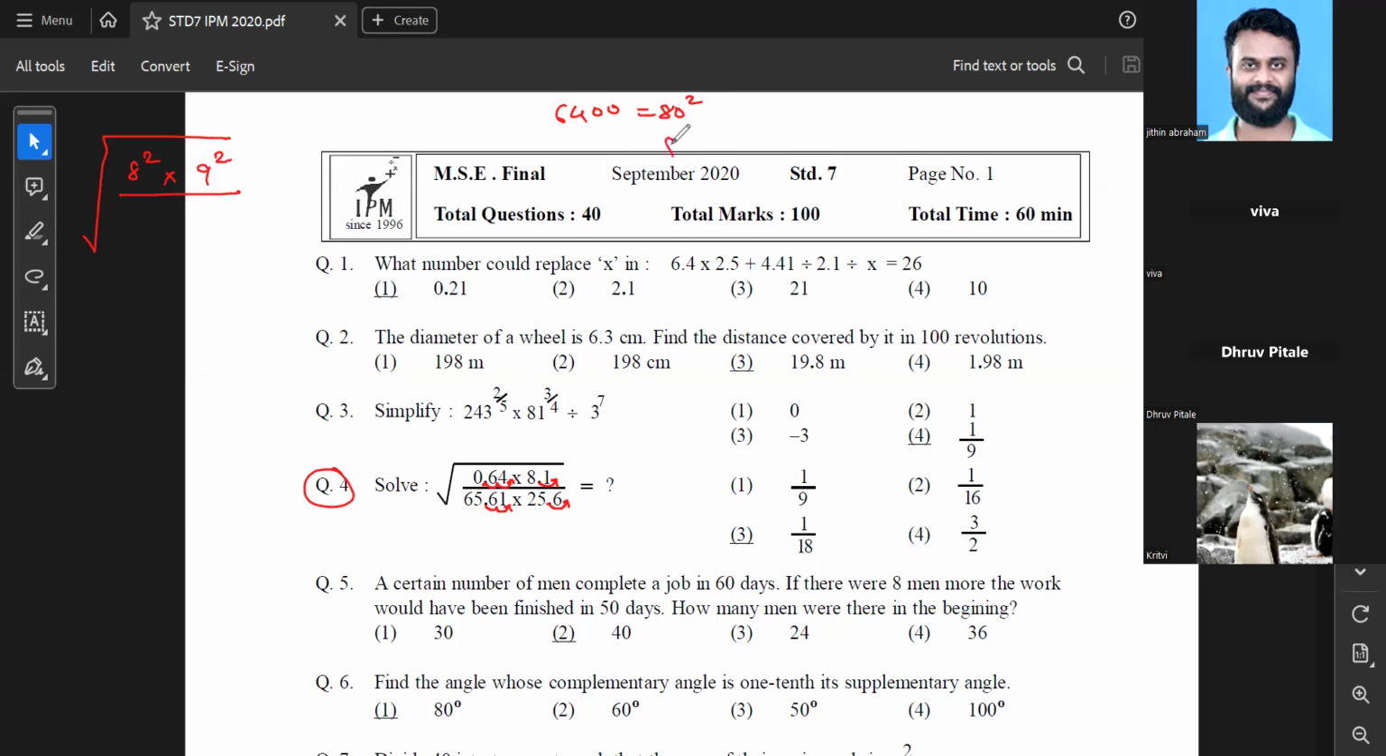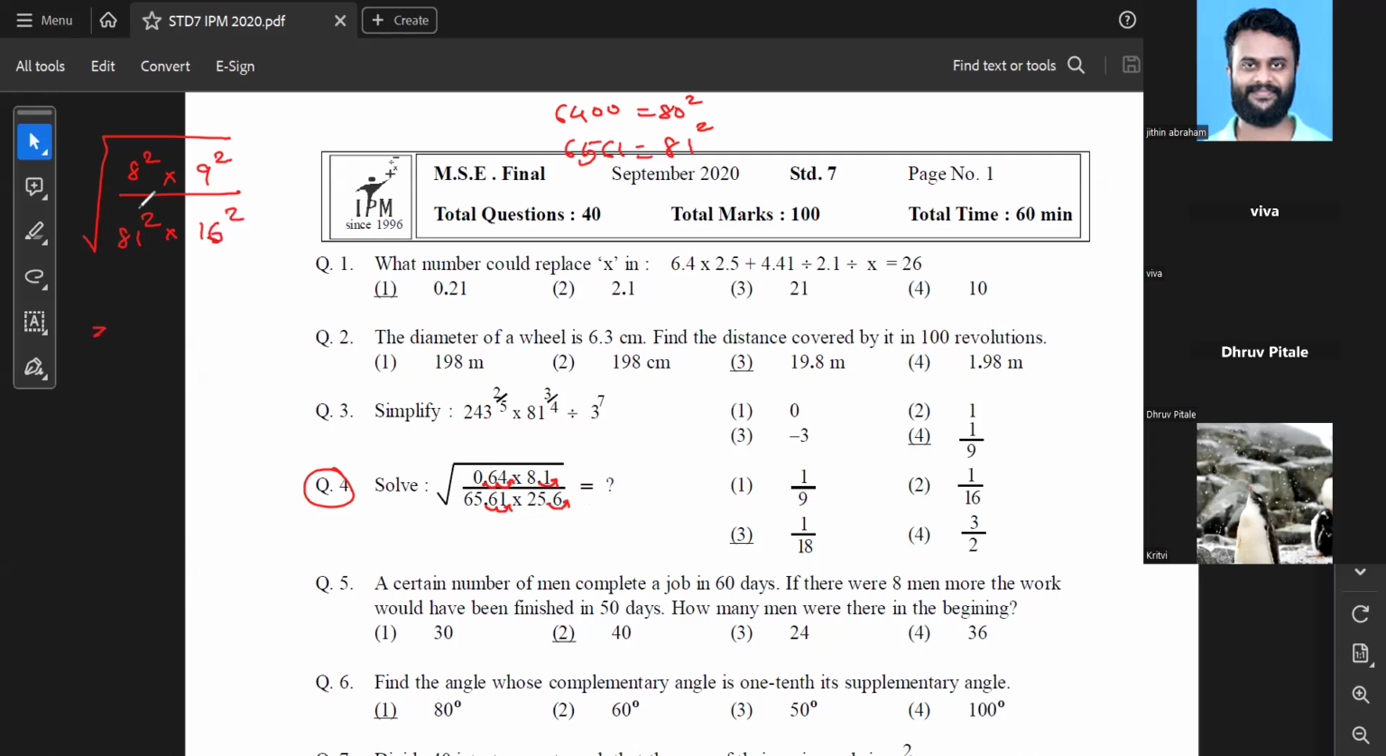So obviously it should be something greater than 80 and at the same time ending in 1 or 9. It's either 81 square or 89 square. 89 is a really huge number, so it cannot be 89. It should be 81 square. If you try, you will understand that 81 square is 6561. So I'll write this as 81 square multiplied by 256. 256 ends with 6, which means it is 16 square. I'll write this as 16 square.